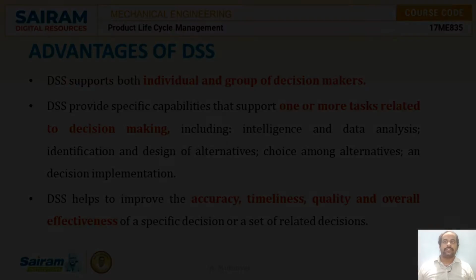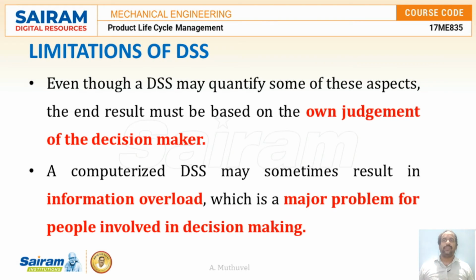Now we are going to discuss the limitations of your DSS. Even though your DSS may quantify some of these aspects, the end results must be based on the own judgment of the decision maker. That means the DSS system won't make the decision.